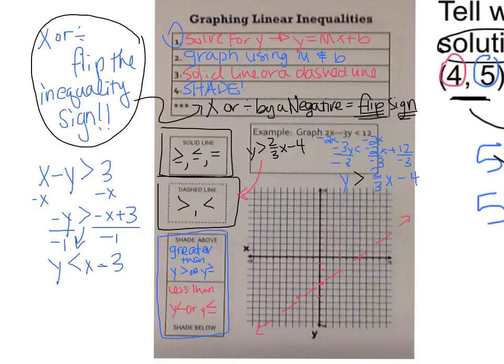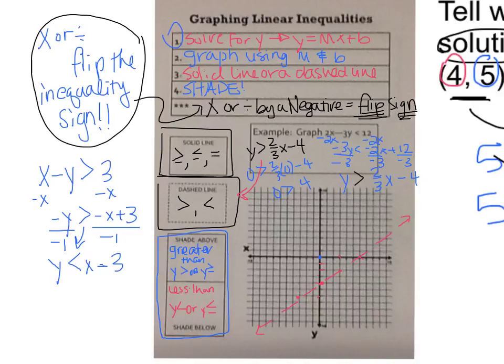That's awesome. Last but not least, we need to figure out if we're going to be shading above everything or below everything. We can do this one of two ways. We can pick a point on our graph. Easy point to pick is always 0, 0, unless it lies on our line. If our line doesn't go through that point, 0, 0 is an awesome one to pick, because I'm going to put 0 in for y. It's greater than 2/3 times 0 for x. Oh my goodness, I already got rid of that fraction. And I have minus 4. So I end up having 0 is greater than negative 4. Is that true? Yes. Awesome. So I know I'm going to be shading above.